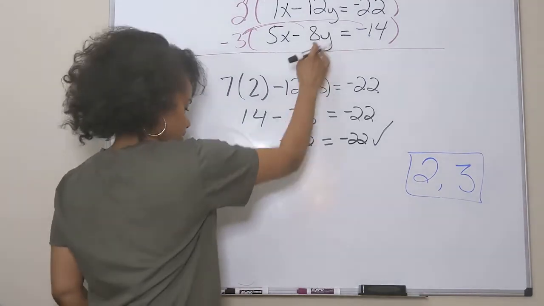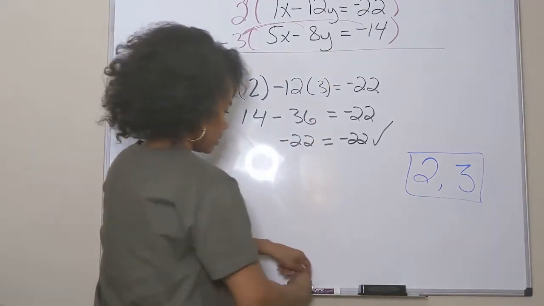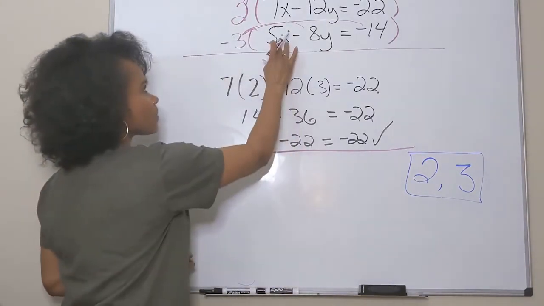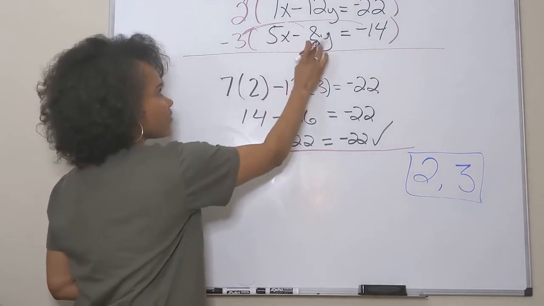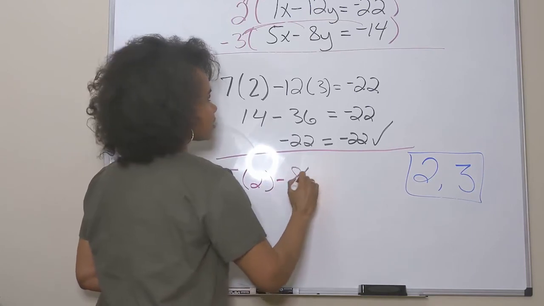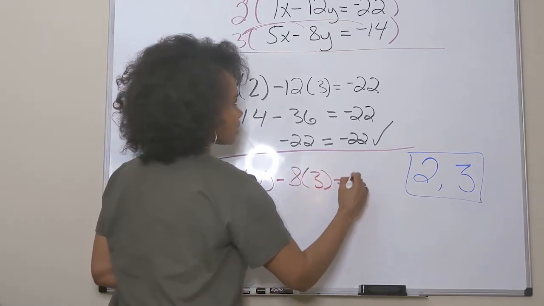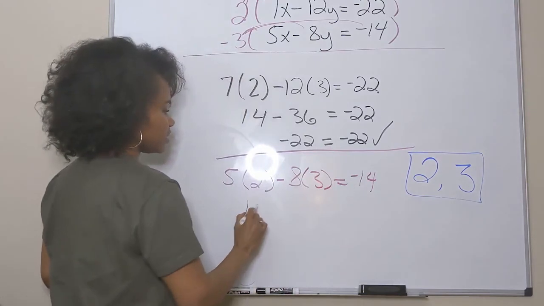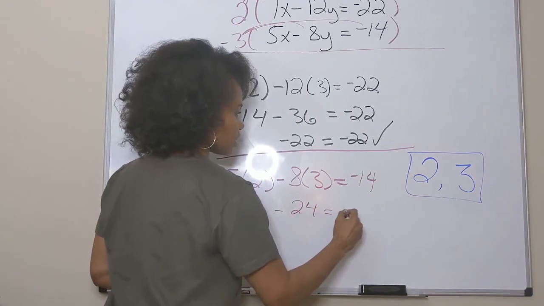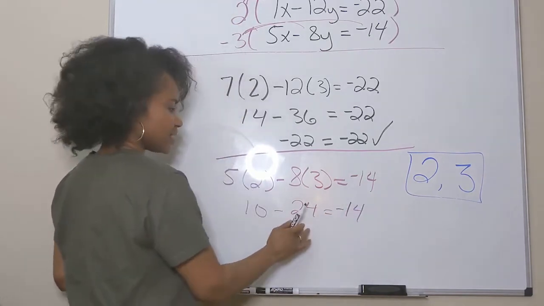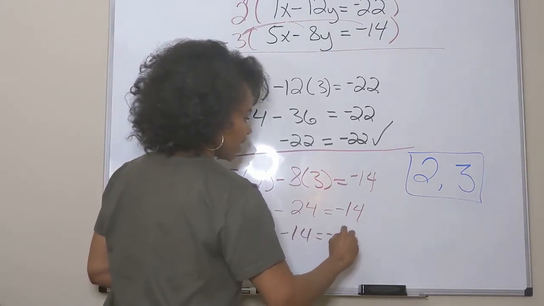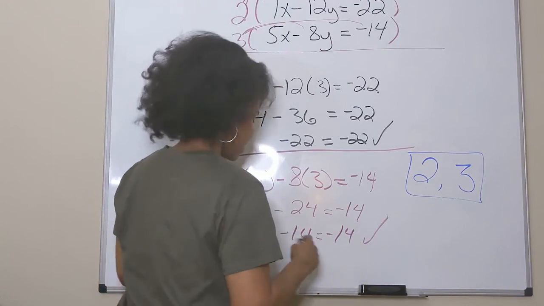All right. So let's try the second one. Plug in x for 5x minus 8y. So x is 2 minus 8 times 3. That's 10. 5 times 2 is 10. 8 times 3 is 24. Equals negative 14. 10 minus 24 is negative 14. And so that, in fact, does check out.